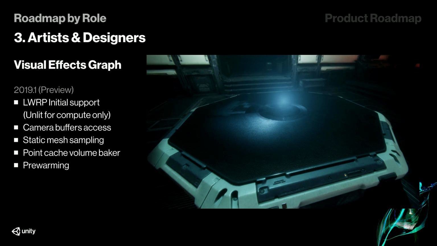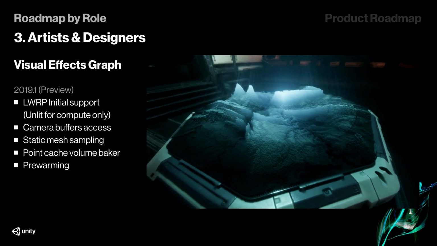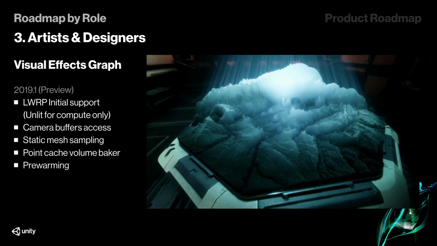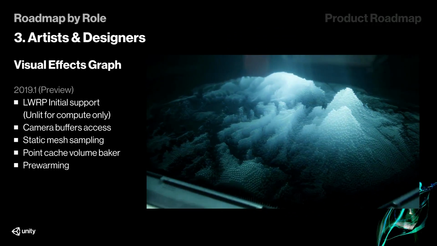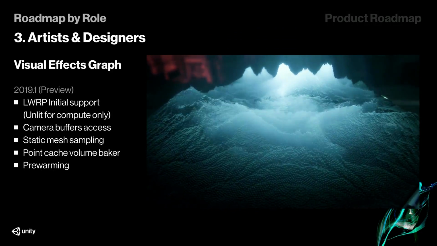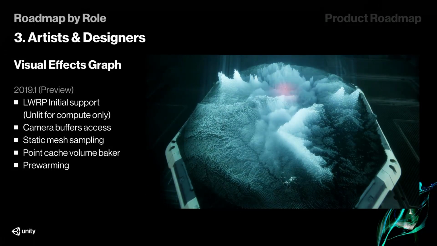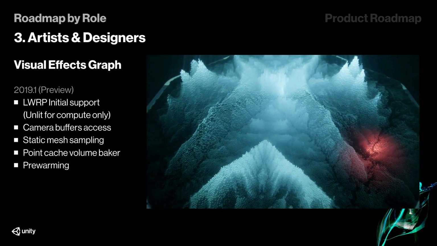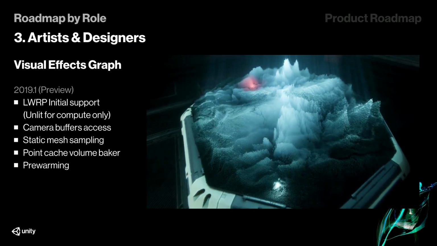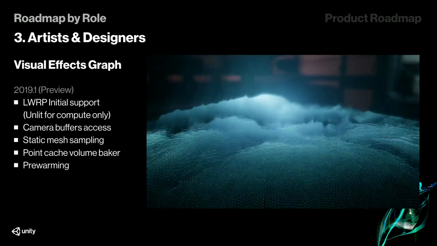VFX Graph. So over this year, we're going to be growing our support for lightweight. Starting with 2019.1, we will have initial support for unlit in VFX Graph. It's compute only, so that does limit your number of platforms as they're GPU-based particles. We have camera buffers access, static mesh compiling, point cache volume buffer. Also pre-warming, which is really nice because if you have, say, an effect of steam coming out of a vent, when someone walks up to that, you don't want it abruptly starting. You want that steam flowing through nicely.